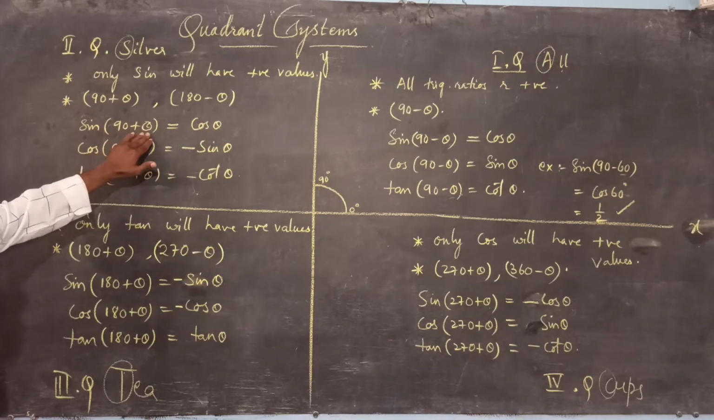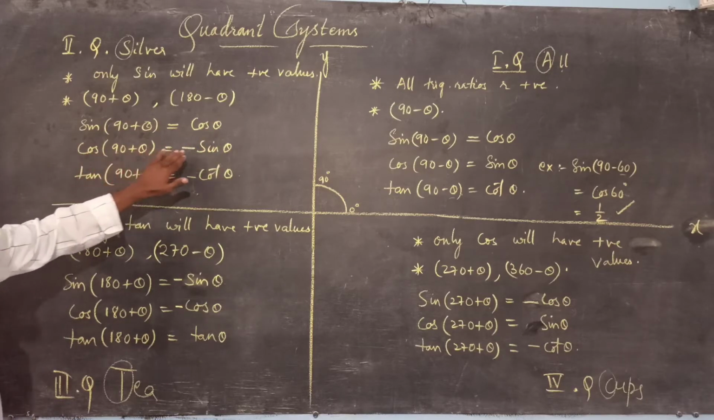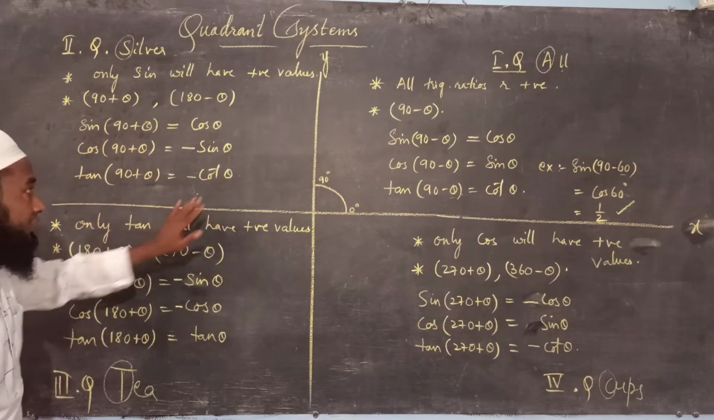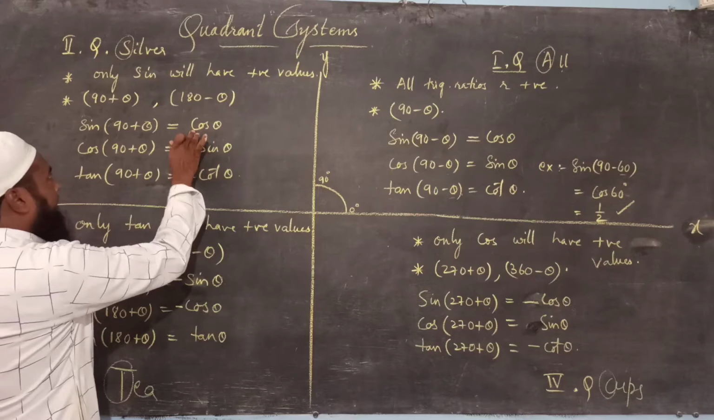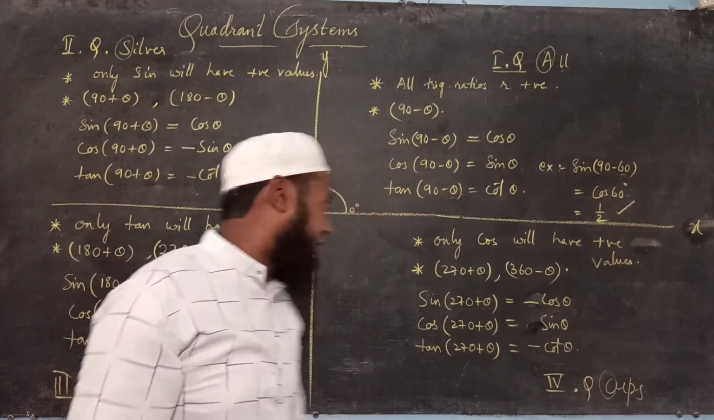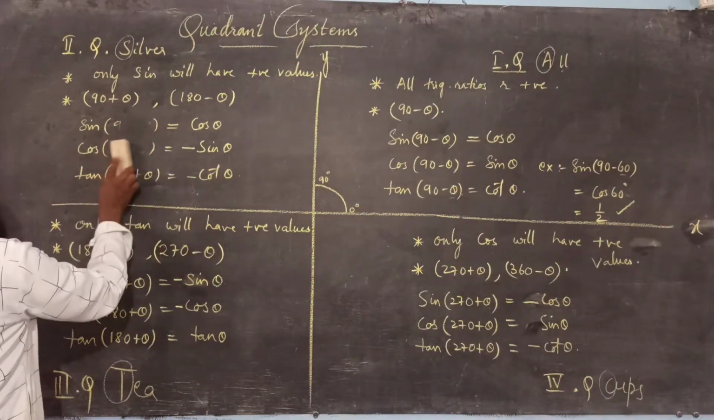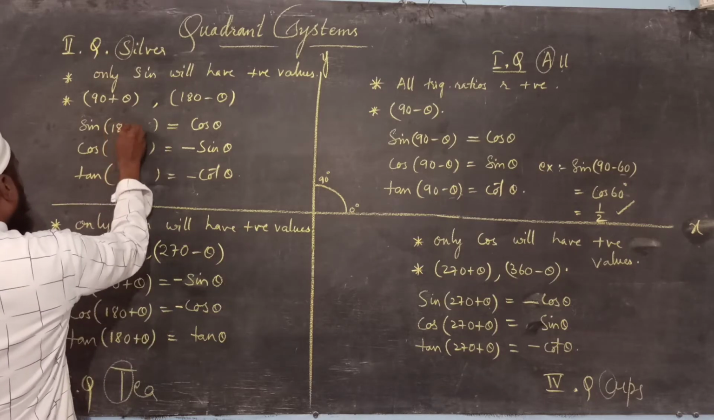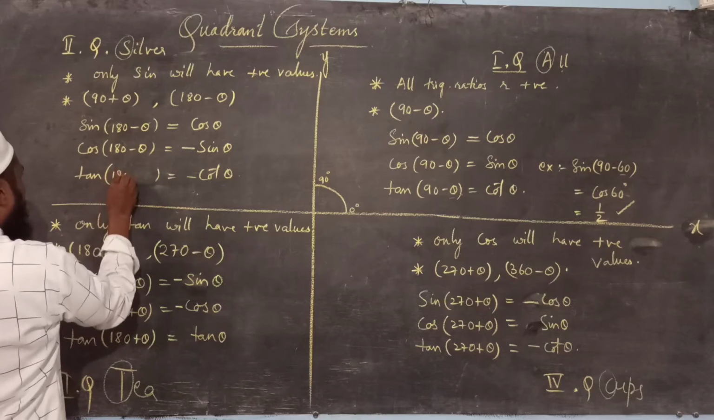Sin 90 plus theta is there. The answer is cos theta. Cos 90 plus theta is there, minus sin theta. Tan 90 plus theta is there, minus cot theta. For these two there will be negative values, and for sine it will be positive value, as in the second quadrant sine will have positive values. Now similarly there is another form also. In place of 90 plus theta you can write 180 minus theta. 180 minus theta, this is also one more angle of second quadrant.